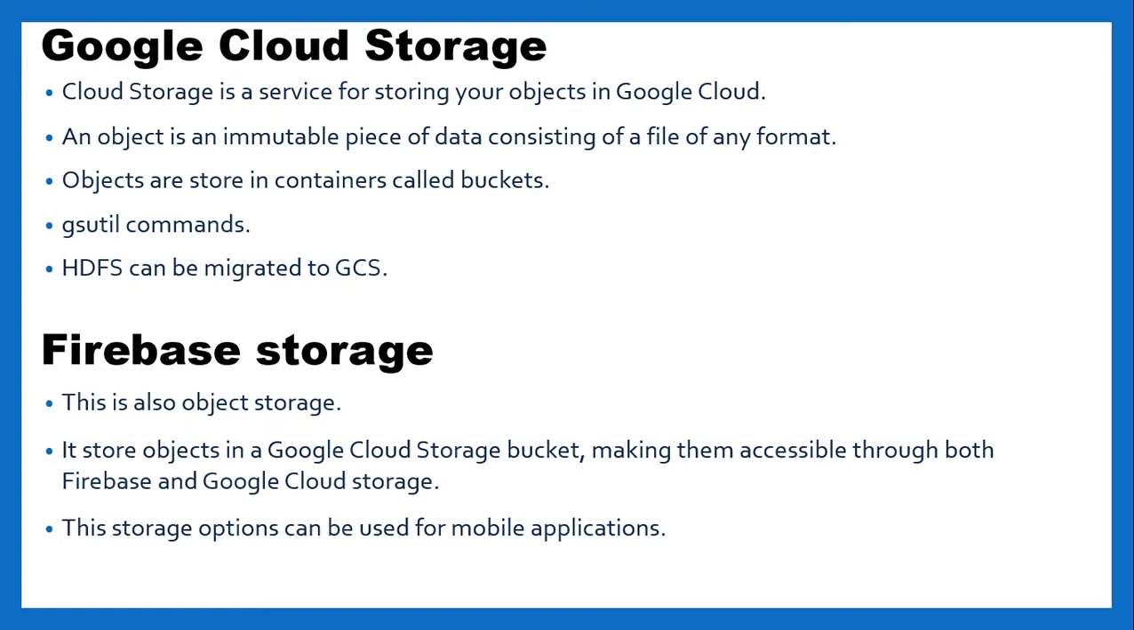First is Google Cloud Storage. Cloud Storage is a service for storing your objects in Google Cloud. So what is an object in Google Cloud? An object is a kind of immutable piece of data of any file format. So we can store anything in Google Cloud Storage. For example, we can store images, videos, PPT, PDF, CSV files, or any kind of files in Google Cloud Storage. To store anything in Google Cloud Storage, first we need to create a container called a bucket, and inside the bucket we can create subfolders or we can directly store our objects.